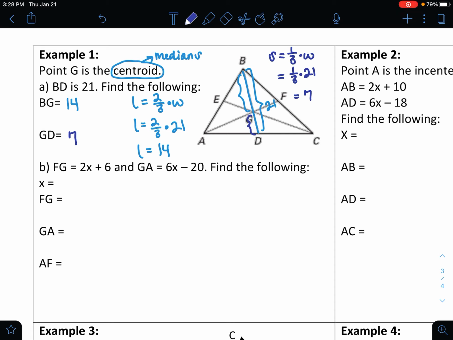All right, part B says FG equals 2x plus 6 and GA equals 6x minus 20. Find the following. Okay, so I'm going to erase this because that's in my way. So FG, that's the short side. And then GA, that's the long side, or the long part, I should say. Okay, so I'm going to use the space over here. All right, so the relationship between long and short, we know that long equals 2 times the short side. So we're going to just start with that.